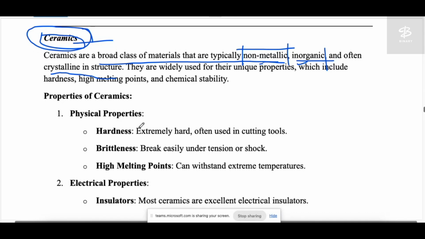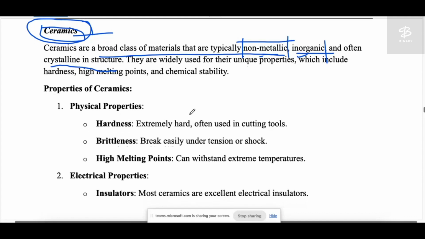Ceramics are not amorphous; they are crystalline materials. So you can think of crystalline, non-metal, and inorganic. Whenever you hear the word ceramics, it means they are non-metallic, inorganic, and crystalline. If it is crystalline, then you need to know what kind of unit cell they contain and what kind of crystal structures they have. If a material is amorphous, you don't need to know about its crystal structure or unit cell.